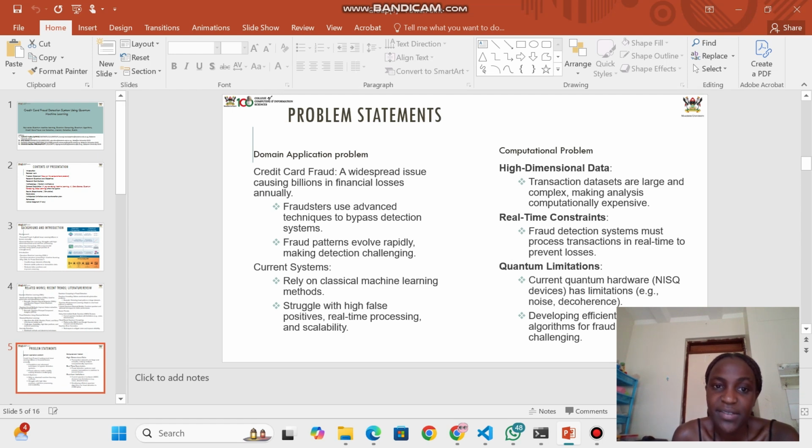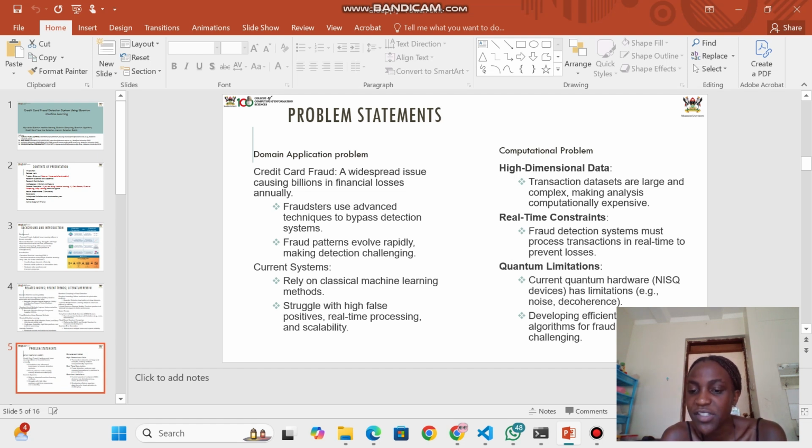Then the problem statement, we have the domain problem as well as the computational problem. For the domain problem, we have credit card fraud, which is a widespread issue causing billions in financial losses annually. Current systems rely on classical machine methods, which struggle with false positives, real-time processing, and scalability. Then for the other side, we have the real-time constraints, whereby fraud detection systems must process data in real time to prevent losses. Then we have the limitations in hardware.